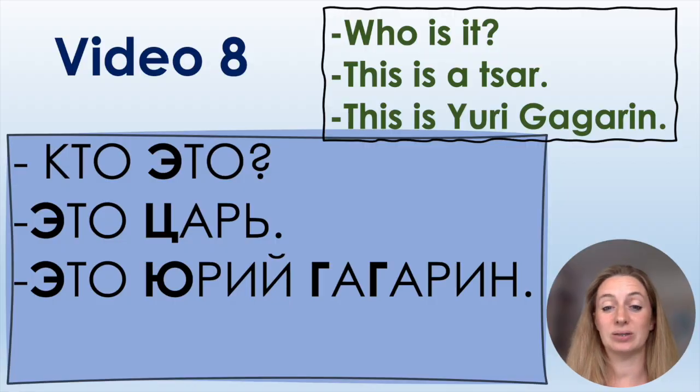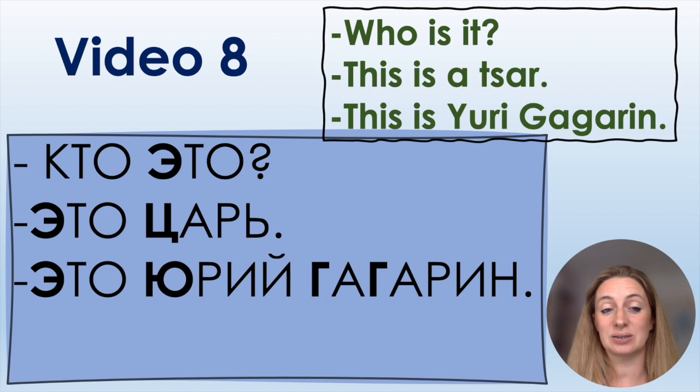Hello everyone, this is video number 8. You know already 26 letters from the Russian alphabet, and in this video we will practice 4 more letters. You can see them in bold here: Э, Ц, Ю, and Г.